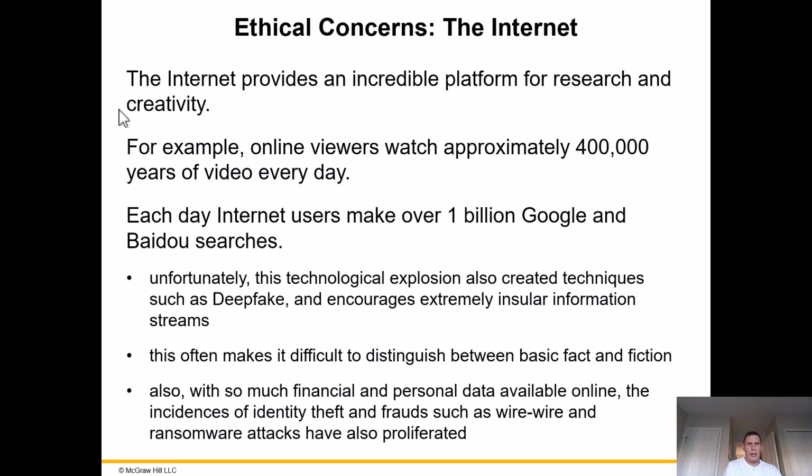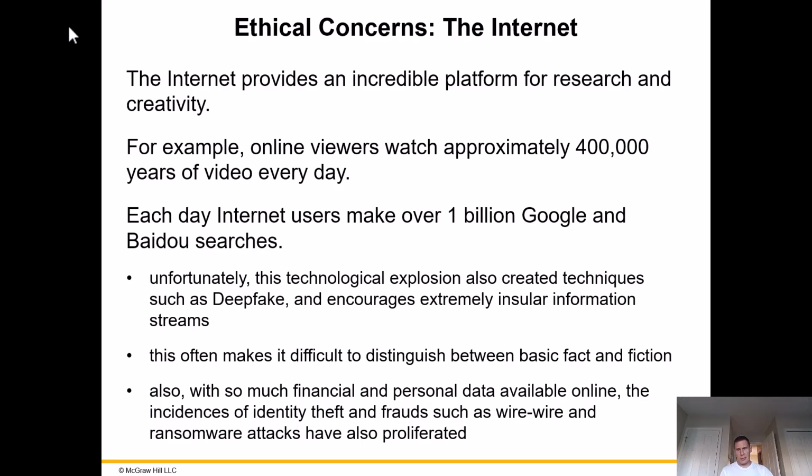So, what are some ethical concerns with respect to the internet? Well, the internet provides, as we all know, an incredible platform for research and creativity when used properly. For example, online viewers watch approximately 400,000 years of video every day. What an incredible statistic. Each day, internet users make over 1 billion Google and Baidu searches.